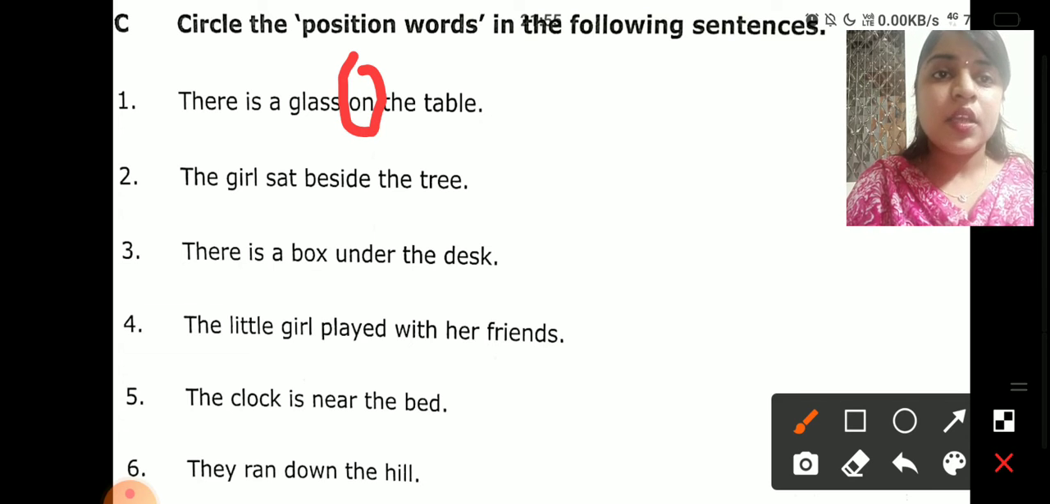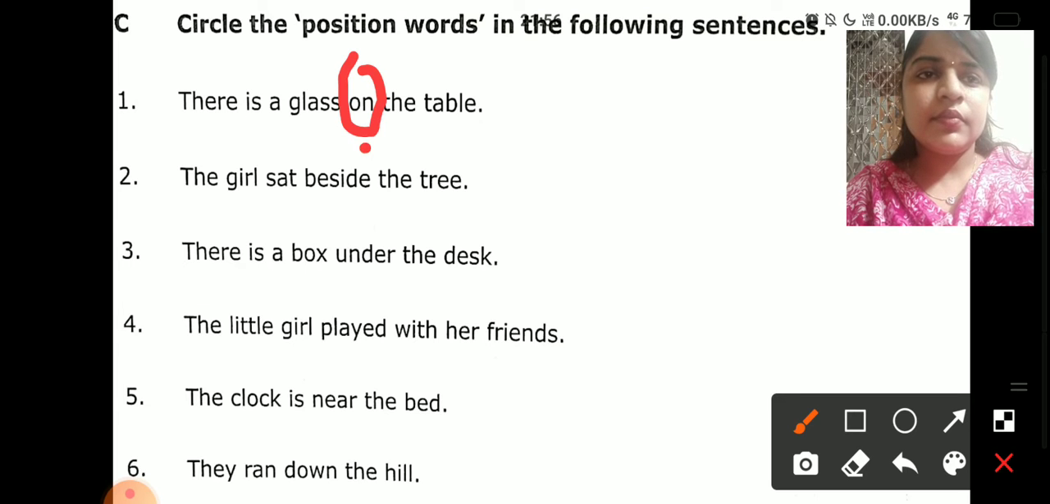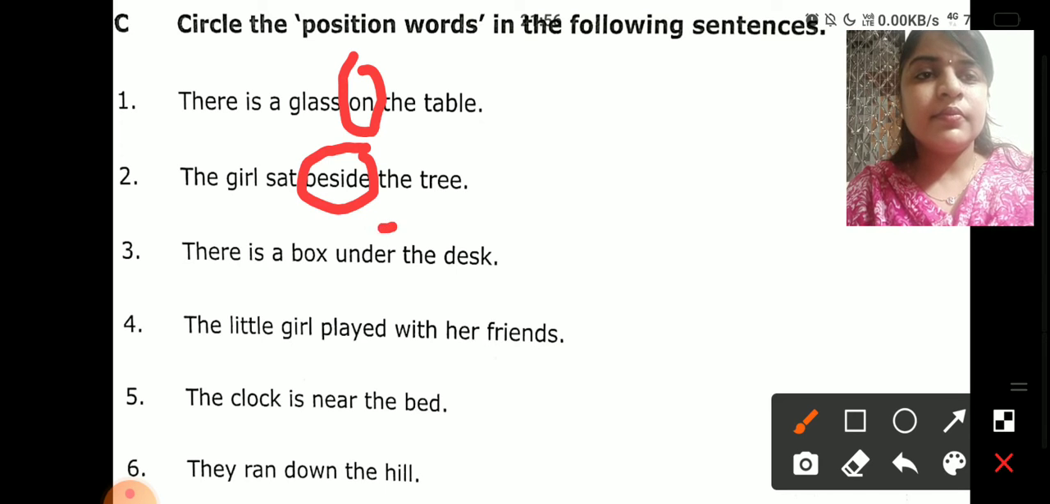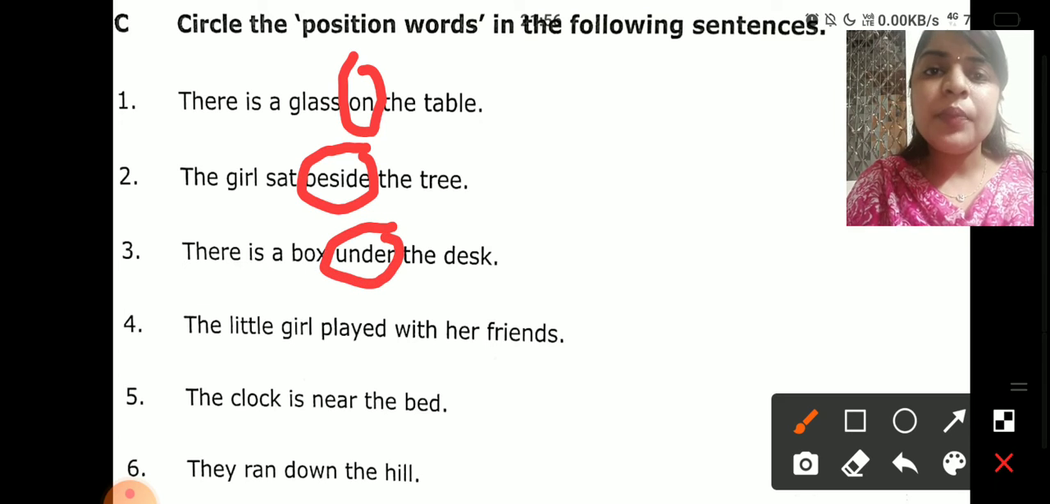Number 2. The girl sat beside the tree. Now in this sentence, what is the position word? Beside. The girl sat beside the tree. Circle the word beside. Done? Let us go to number 3. There is a box under the desk. Here, what is the position word? Under. So now circle the word under.